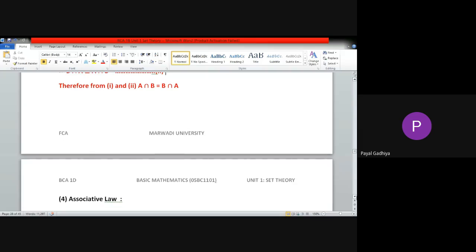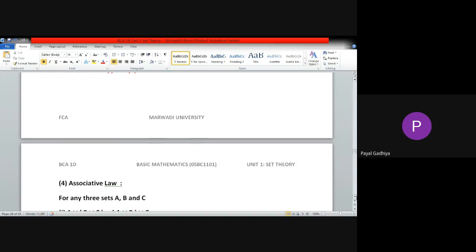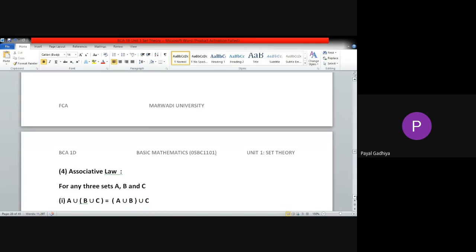Okay, now next is the associative law. For the associative law, let me first ask you this way: what will be the answer of this question? I have written it in the chat box.